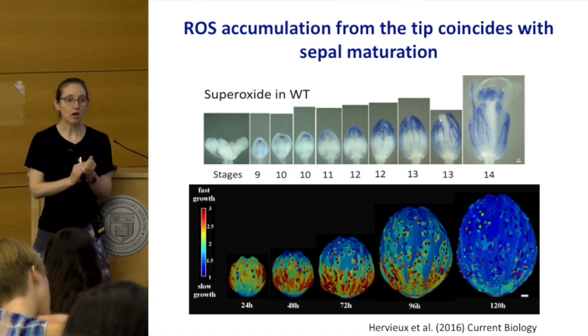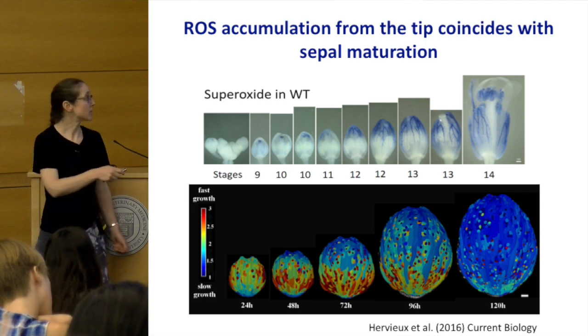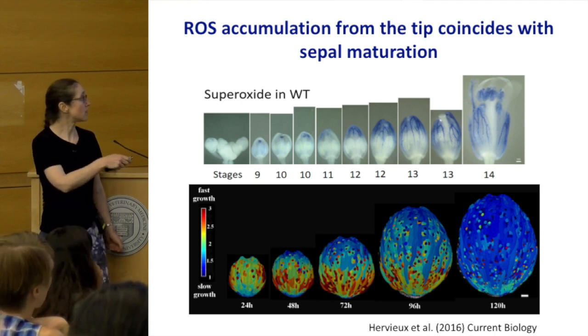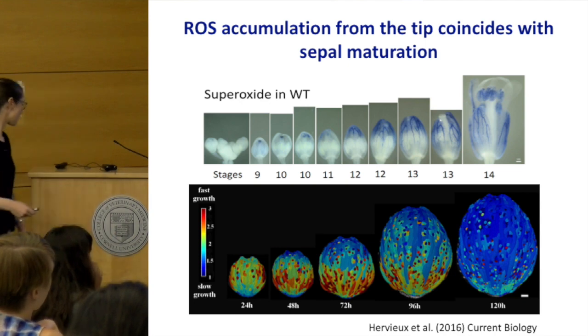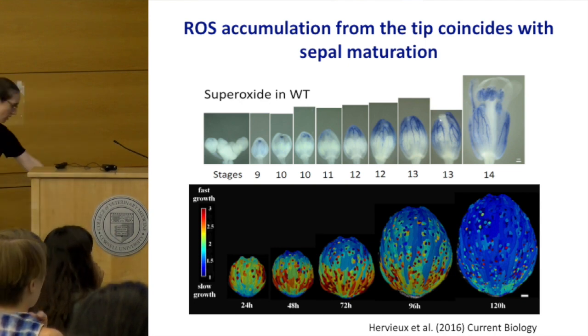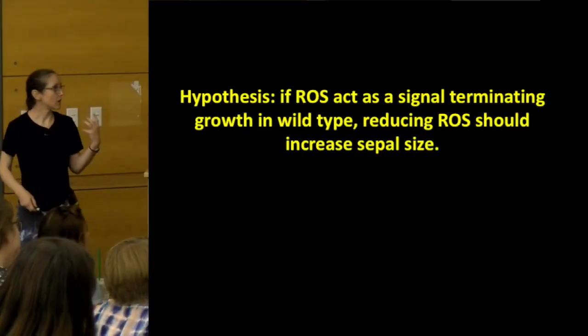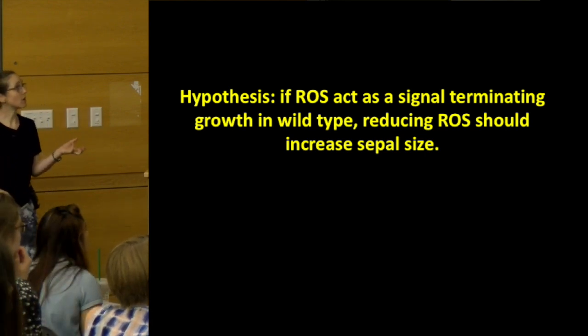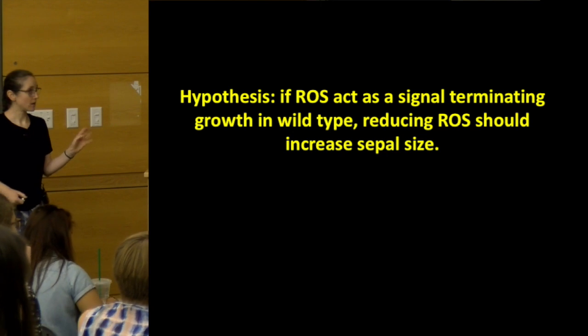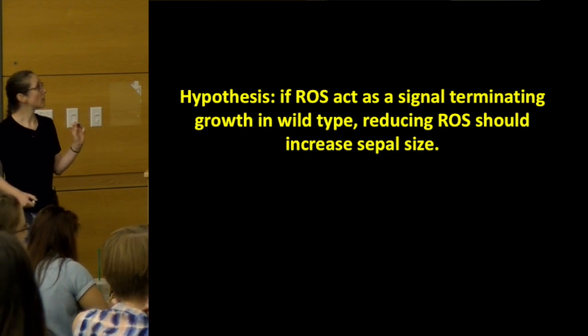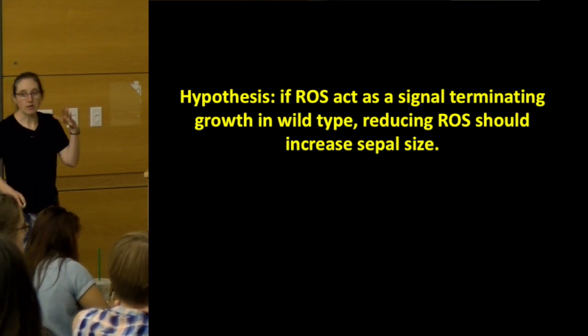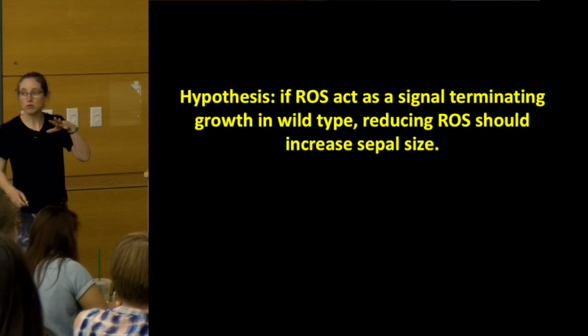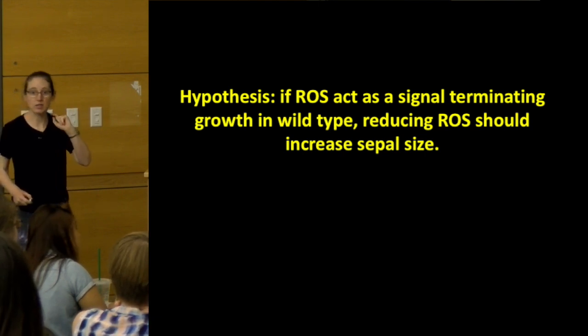So are the reactive oxygen species actually part of a signal telling this sepal to stop growing from the tip? Well, if they were, our hypothesis is that reactive oxygen species are a signal in wild type that's telling the thing to stop growing. So if we reduce reactive oxygen species in wild type, we should actually get bigger sepals.